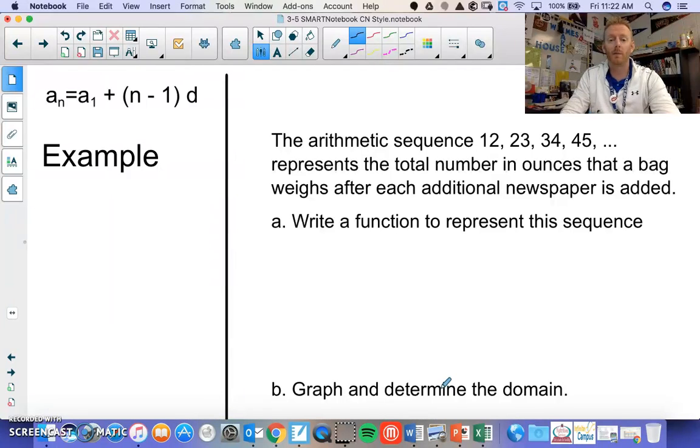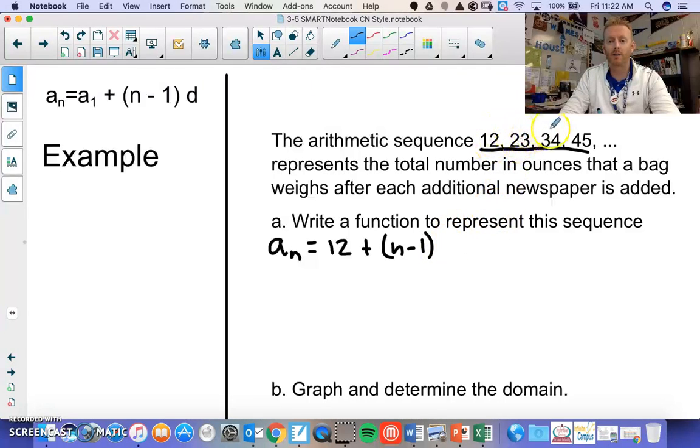So here's a beautiful word problem example. So here's our sequence. Here's our first number, the second number, the third number, the fourth number in the sequence. Our job is to write a function. Here is the function rule that we're going to follow. So we're going to have a sub n is equal to the first number in our sequence, which is a 12, plus the n minus 1, and then we need to figure out what our common difference is.